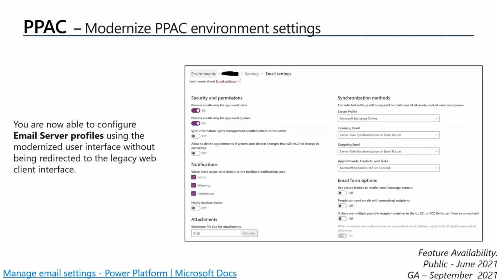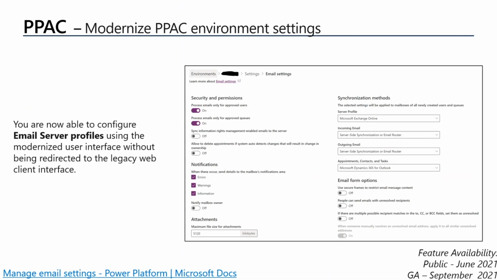So around the environment settings, for the environments that have Dataverse provisioned, you are now able to configure the email server profiles using this modern user interface in Power Platform Admin Center. So you don't need to go to the legacy web client interface, you just access your environment settings, and then here you can configure the synchronization method.